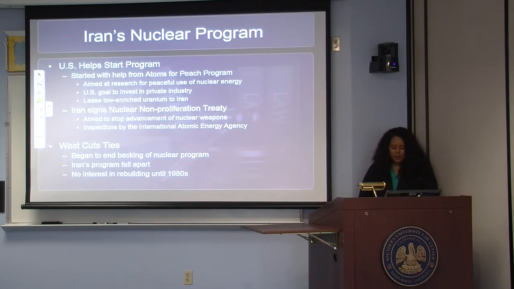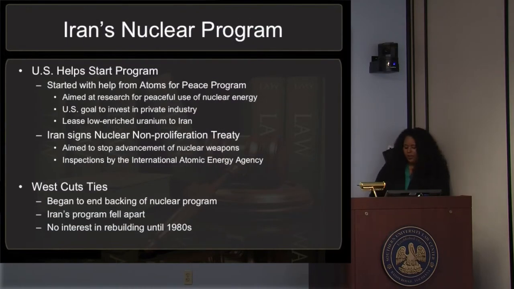Under President Eisenhower's Atoms for Peace program, the U.S. helped to start Iran's nuclear program. This happened before the Iranian Revolution. The goal of Atoms for Peace was to find peaceful uses for nuclear energy.